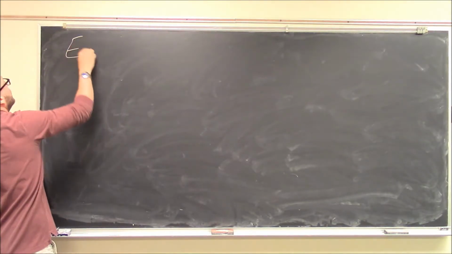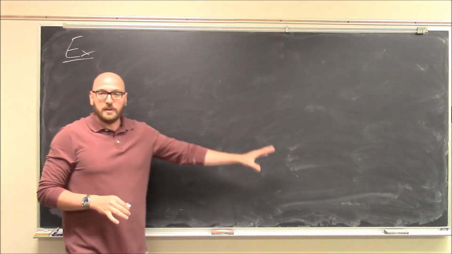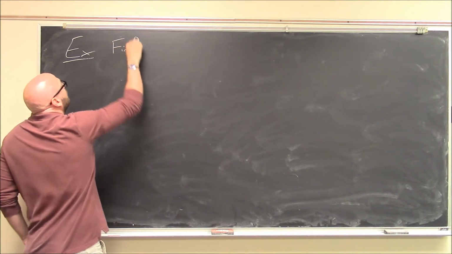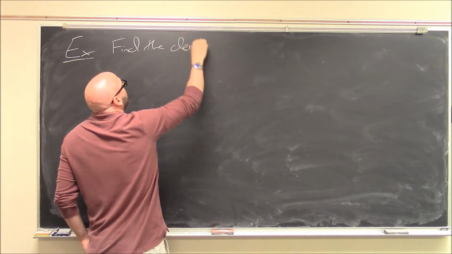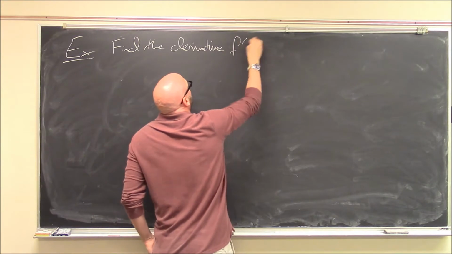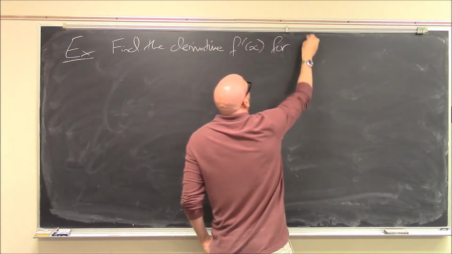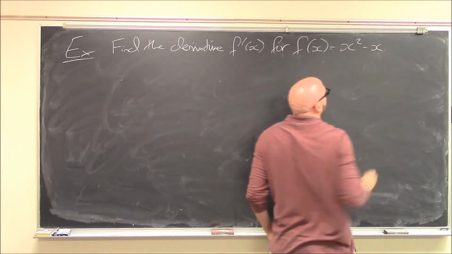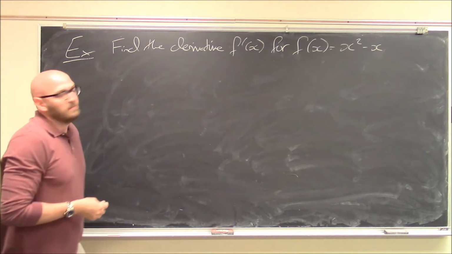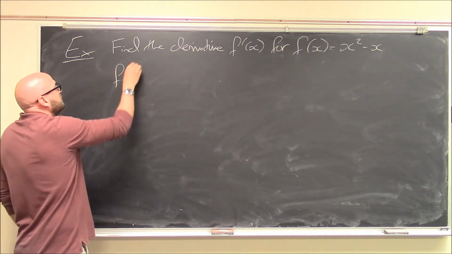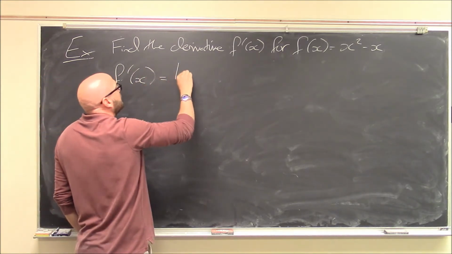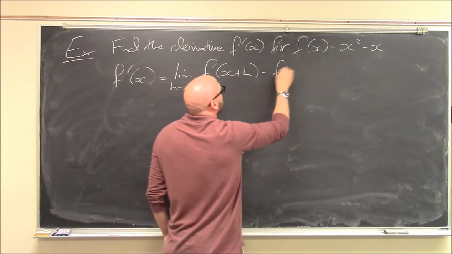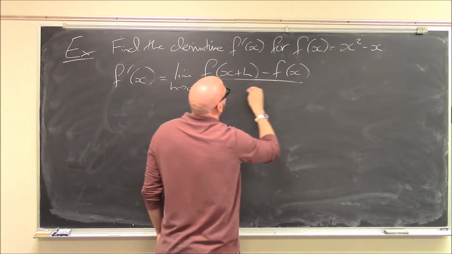Okay, so so far we just had a bunch of theory, but this should feel more concrete now when we go through this example. So find the derivative f prime of x for f of x equals, we'll just do a simple polynomial, x squared minus x. Okay, so how do I find the derivative? Well, I use my definition, f prime of x. It's the limit as h goes to 0 of f of x plus h minus f of x all over h.